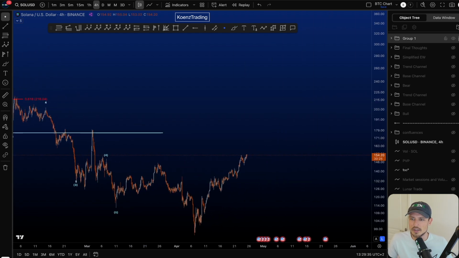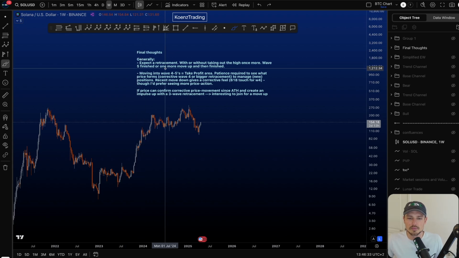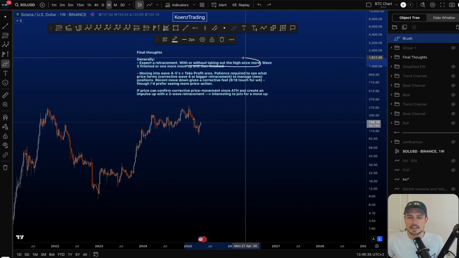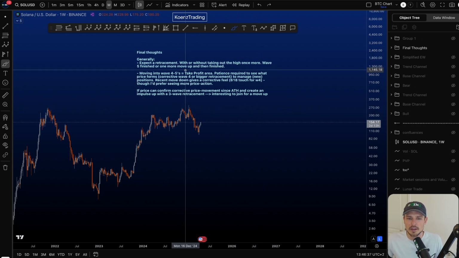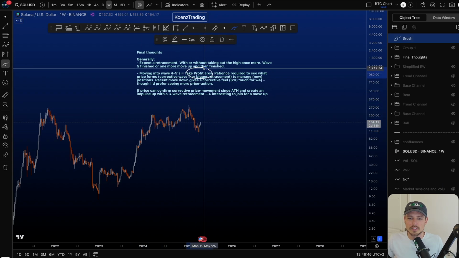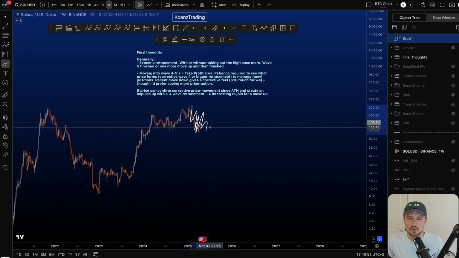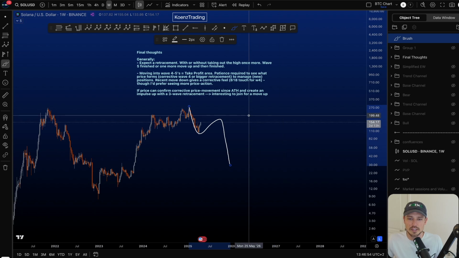So my final thoughts on Solana is that in general, we are expecting a retracement to the downside with or without taking out the high one more time. Wave 5 is either finished or you create one more high in 5 and then eventually get the big bear market. Moving into wave 4s and 5s is always a take profit area. Patience required to see what price is going to form now. Do you get a corrective wave 4 or potentially a bigger retracement?